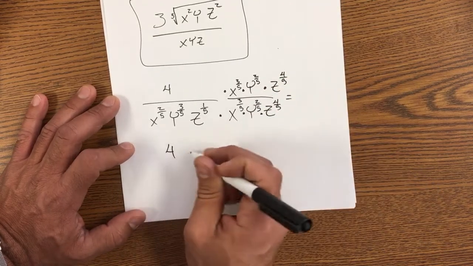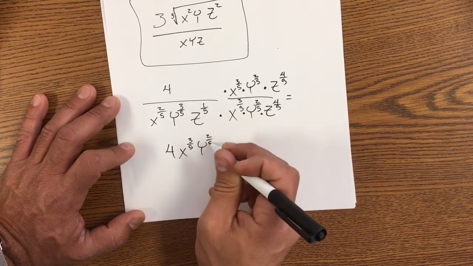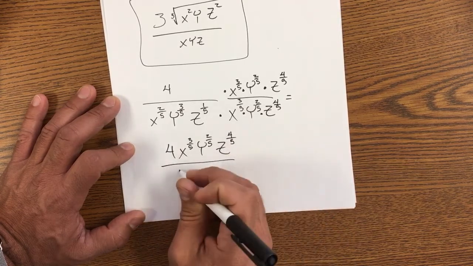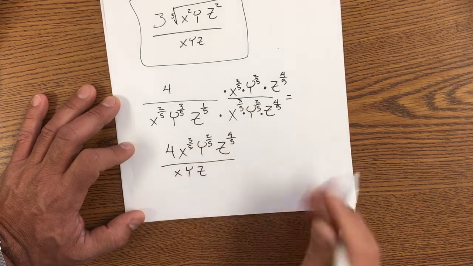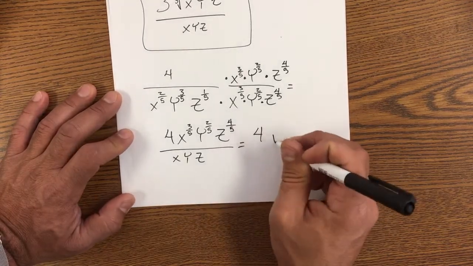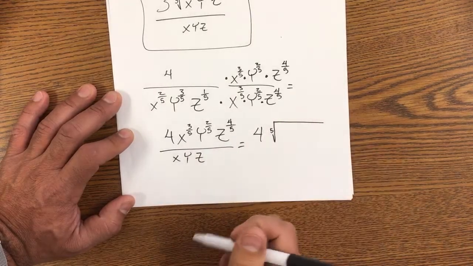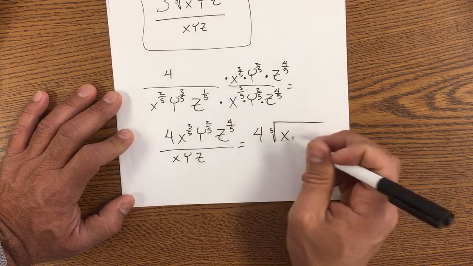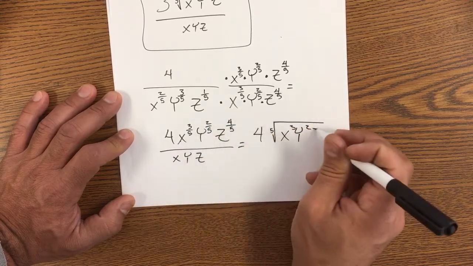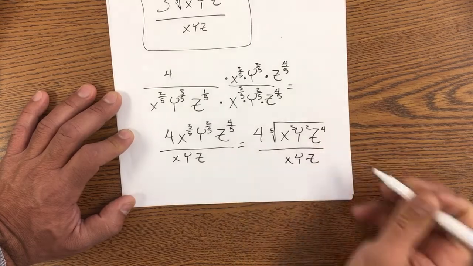So this is going to give me 4x to the 3/5, y to the 2/5, z to the 4/5 over x, y, and z. Those are all to the power of 1 now. Writing it as a radical, the 4 is still on the outside. These all have a denominator of 5, so an index of 5. I'm going to have x cubed, y squared, z to the 4 over x, y, z. The denominator doesn't change.